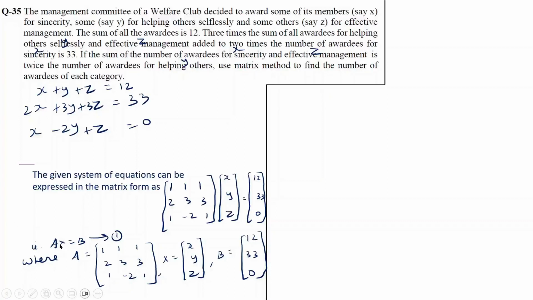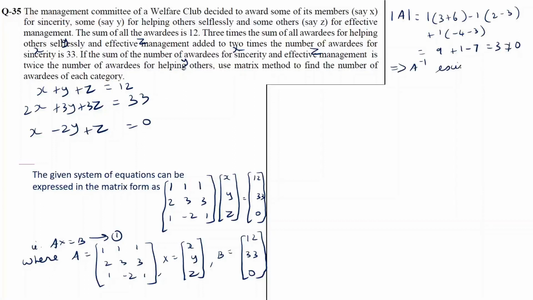Now AX equal to B implies X equal to A inverse into B. For that we have to find A inverse. So to find the inverse of matrix A, first let us check whether the inverse exists or not. For that we have to find the determinant of A. Determinant of A is 1 into 3 plus 6, then minus 1 into 2 minus 3, plus 1 into minus 4 minus 3. So this is 9 plus 1 minus 7, which is 3, not equal to 0. So this implies A inverse exists. To find A inverse, we have to find the adjoint of A.